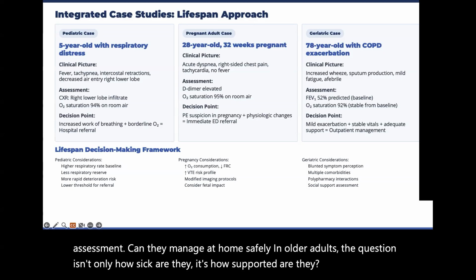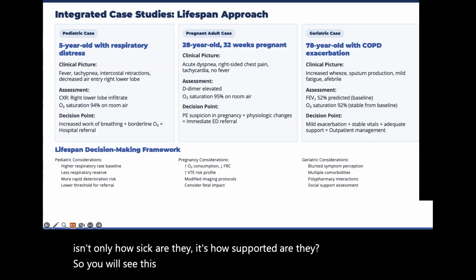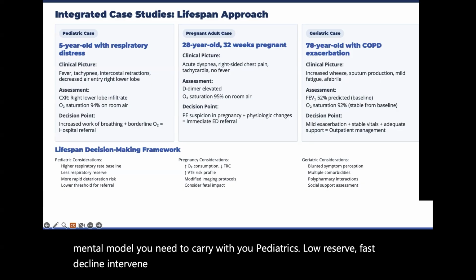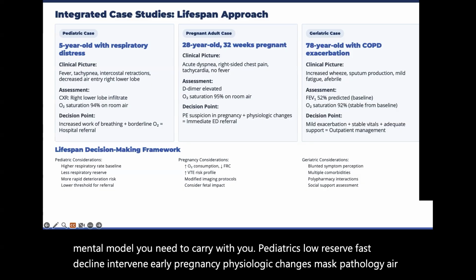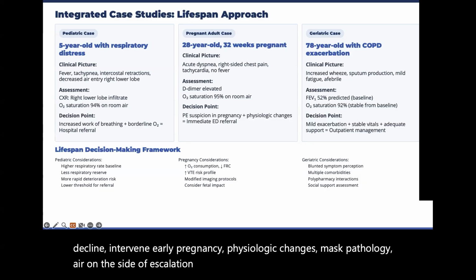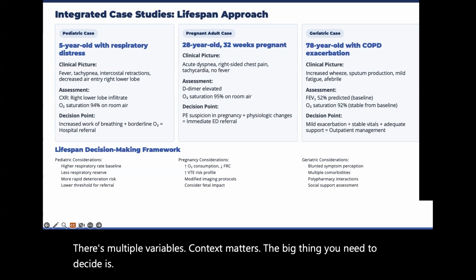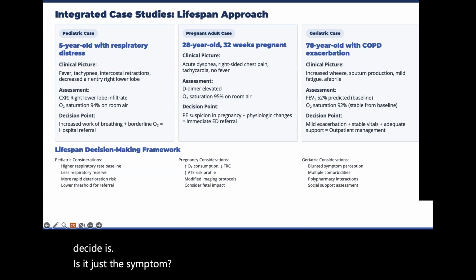So you will see this whole lifespan decision-making framework. This is the mental model you need to carry with you. Pediatrics: low reserve, fast decline, intervene early. Pregnancy: physiologic changes mask pathology, err on the side of escalation. Geriatrics: adaptation happens chronically, there are multiple variables, context matters. The big thing you need to decide is, is it just the symptom? And what's the system behind it?